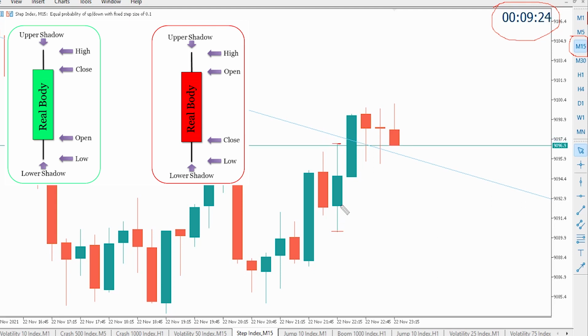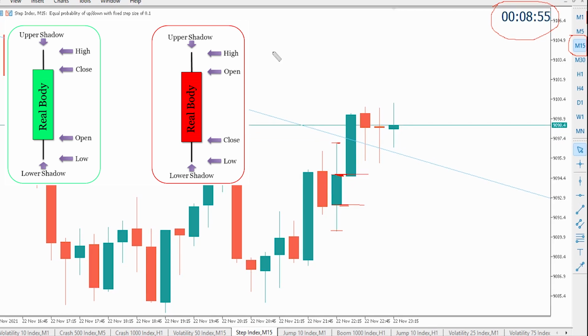Then this place here, from here to this place, is the body of the candlestick. Now, what gives the candlestick its color is very simple. The red means a down movement, while the green means an up movement.